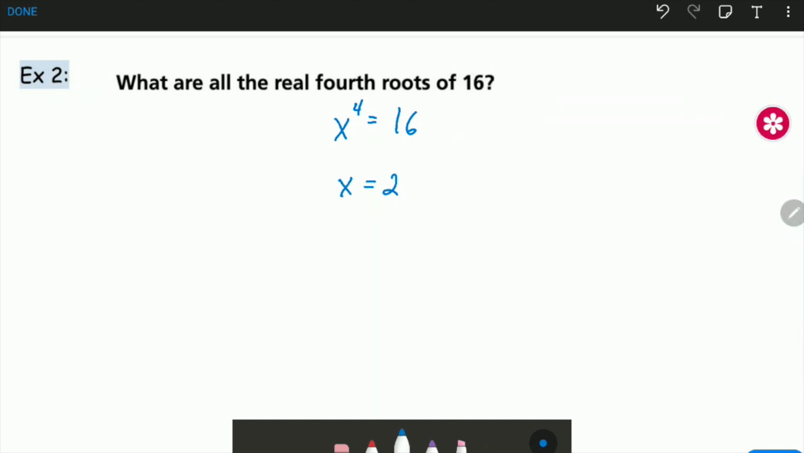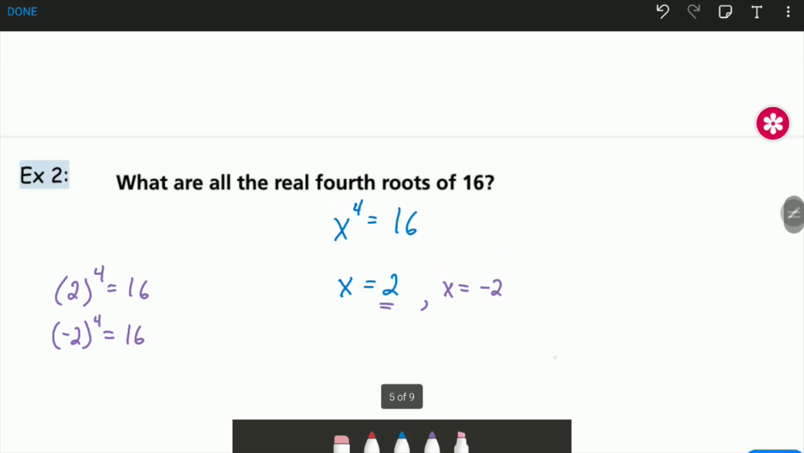Earlier in the year, we did square roots, solving equations like x squared equals 16 with reverse order of operations. And we had to add the plus minus sign as we were solving those equations because there were two possibilities. Well, that's true for here as well, because both 2 to the fourth power is equal to 16, but in addition to that, negative 2 to the fourth power is also positive 16. So in addition to positive 2, we also have x equal to negative 2 as a possibility.